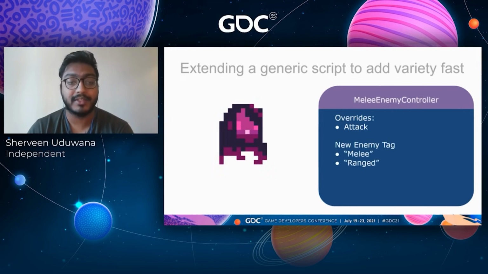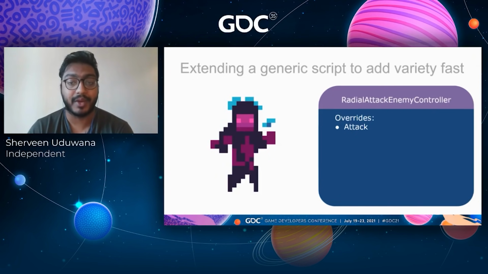And both of these enemies, the melee and the ranged, are essentially the same enemy. Maybe their settings are different. Maybe their health settings or their speed or things are different. But the actual script, besides the attack method, is functionally identical.